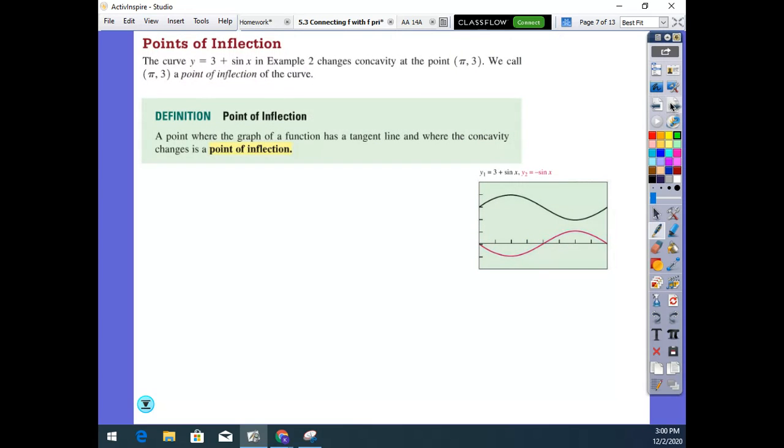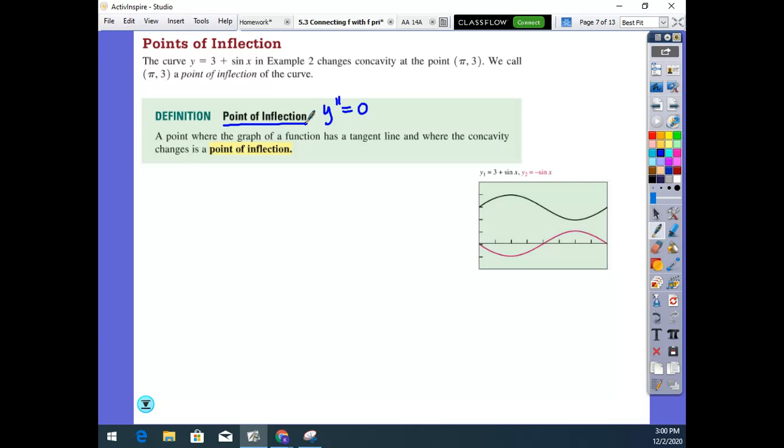Okay, so our max and mins are where the first derivative equals 0 or does not exist. With the second derivative, where the second derivative equals 0, that identifies possible points of inflection.